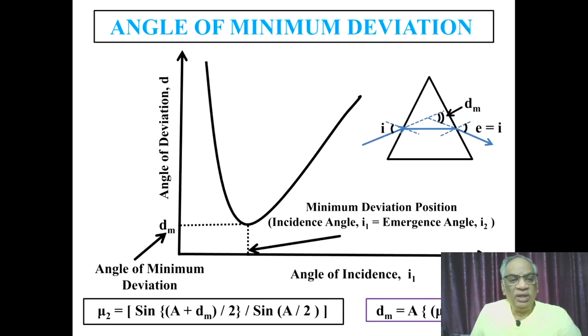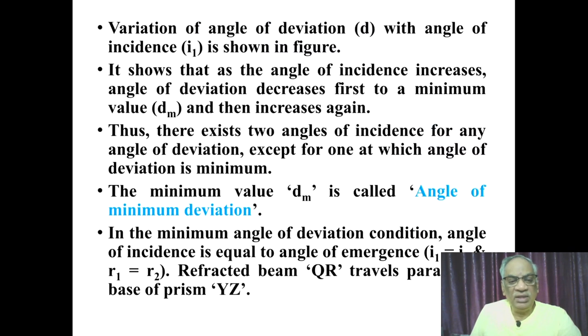From the variation of angle of deviation with the angle of incidence, we can note that as the angle of incidence increases, the angle of deviation decreases first to a minimum value dm indicated in the slide and then increases again. Thus, there exist two angles of incidence for any angle of deviation except for the one at which the angle of deviation is minimum. The minimum value dm is called the angle of minimum deviation.